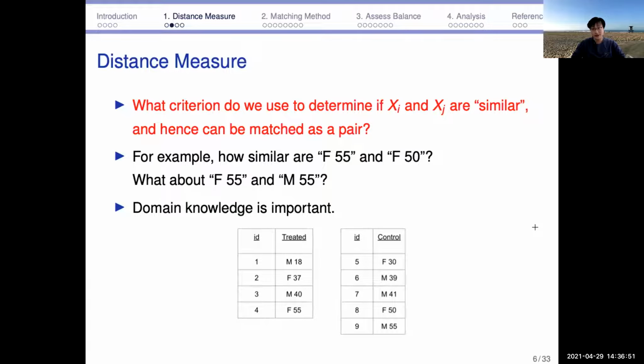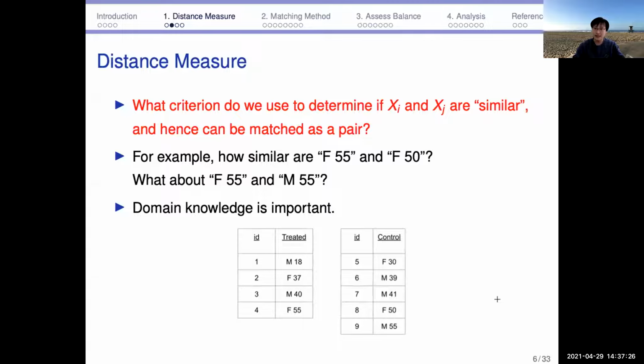First, the distance measure. So what criteria do we use to determine if xi from the treatment group and xj from the control group are similar to each other, and hence they can be matched as a pair? So for example, in our toy example that we worked on, how similar are this female 55 years old and this female 50 years old? Or maybe these 2 are more similar, female 55 and male 55. Right? Do we care more about age? Do we care more about gender?